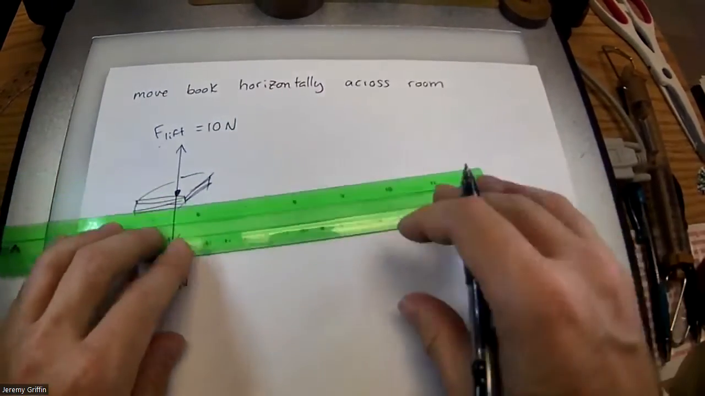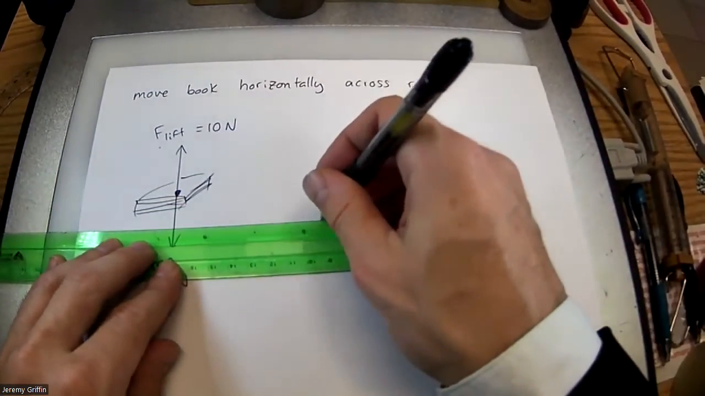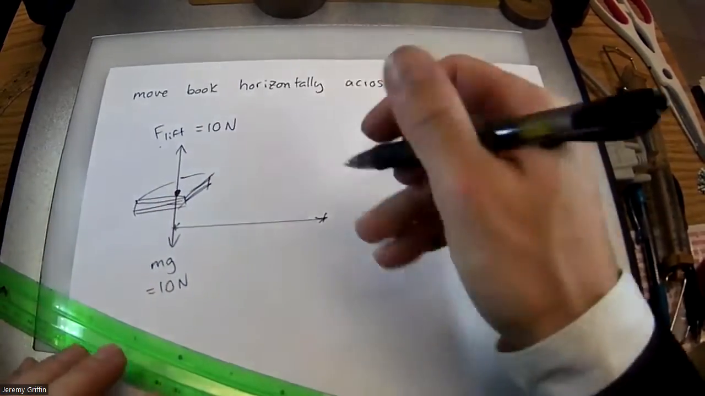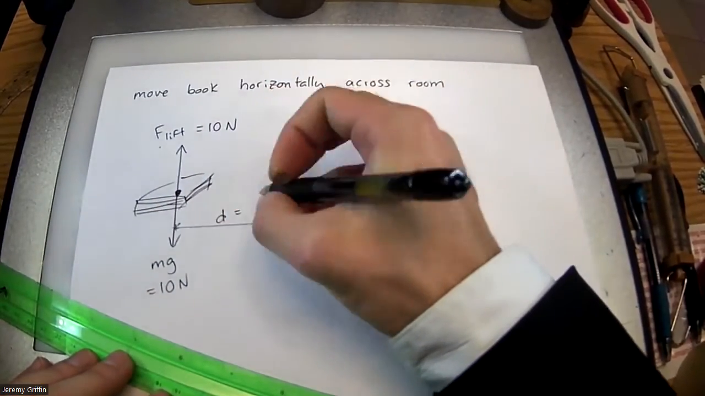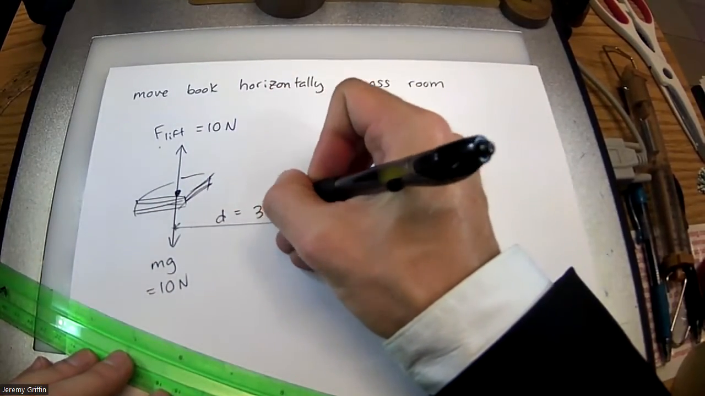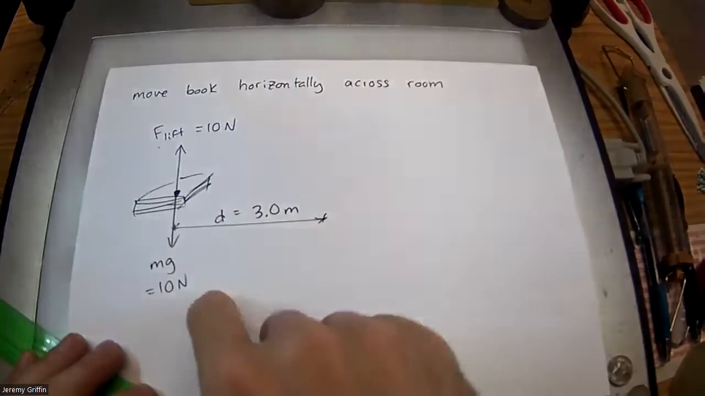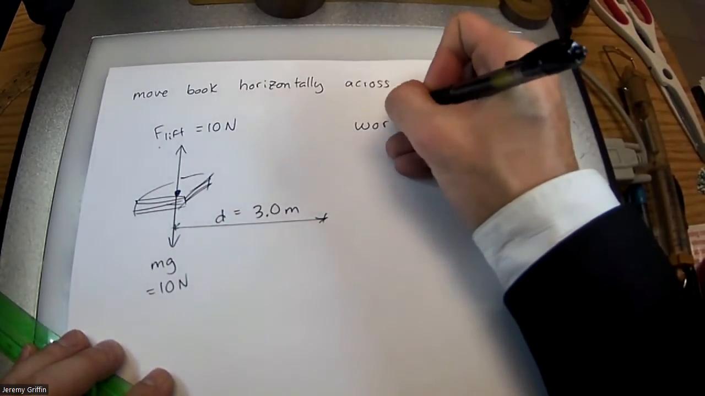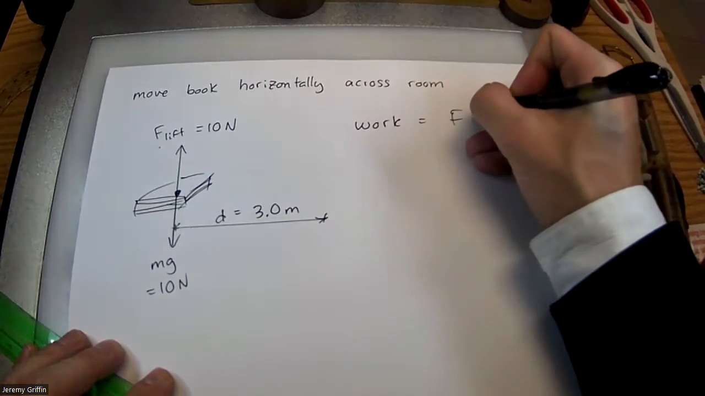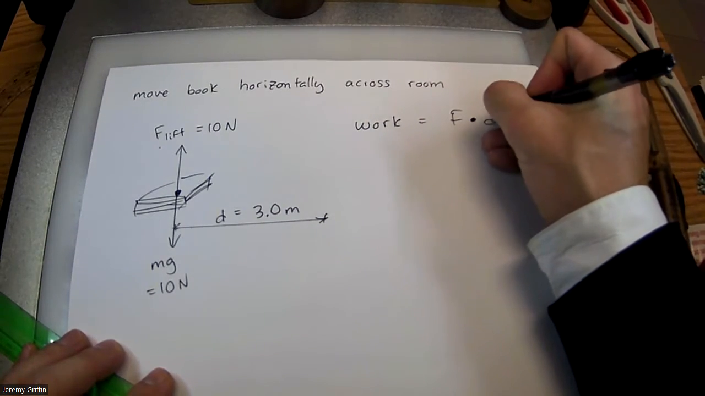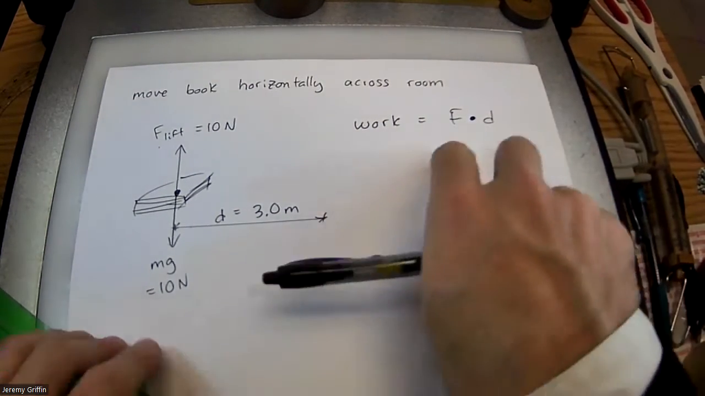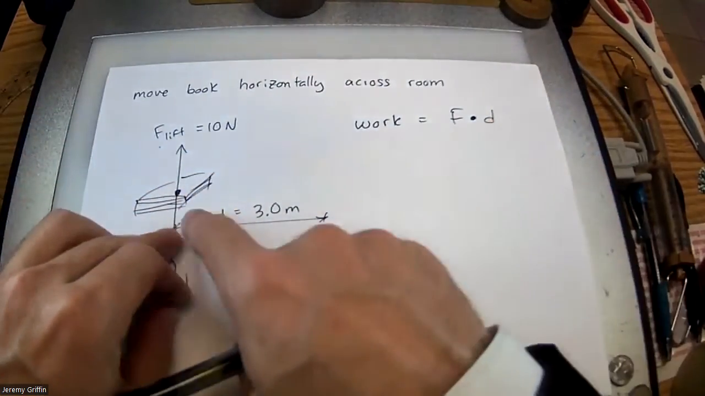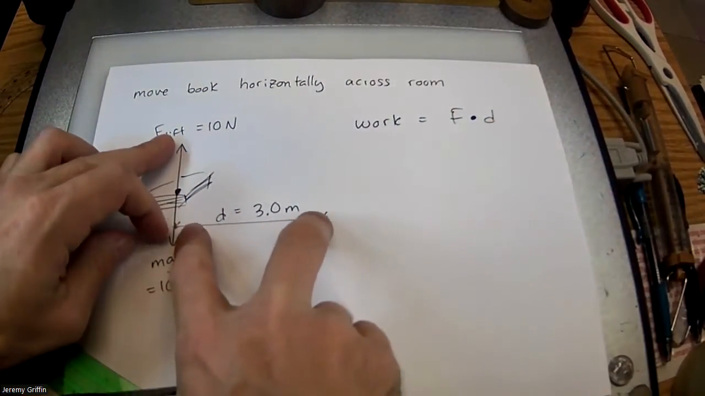And then I'm going to move this across the room. So horizontally, let's do the same distance as before, 3 meters. Well, how much work was done doing this? If you pull out your formula, work is force times distance. But remember, it's a dot product, so that's got to be important. I see the applied force is still 10 newtons, holding up 10 newtons, but the distance it moves is perpendicular to that.